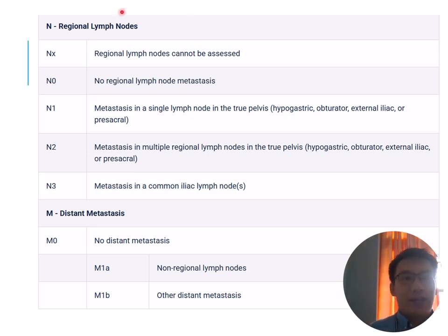For bladder cancer, N1 is mets in a single lymph node in the true pelvis. N2, multiple lymph nodes in the true pelvis, and N3, lymph nodes in the common iliac, and M is distant mets.